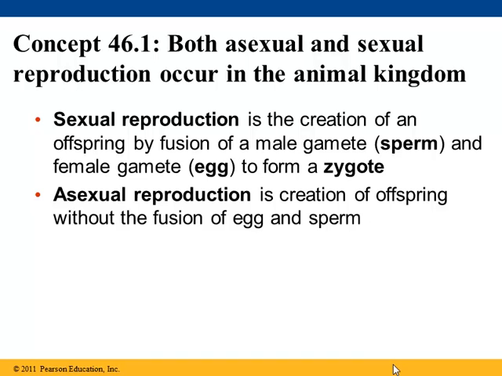So I say asexual reproduction is the creation of offspring without egg and sperm. Technically not true, because there's plenty of animals that are self-fertile. So that doesn't count as sex because they're not combining two different genomes.